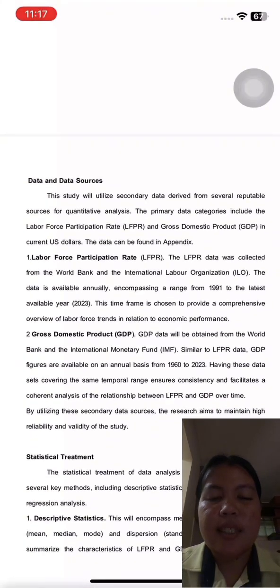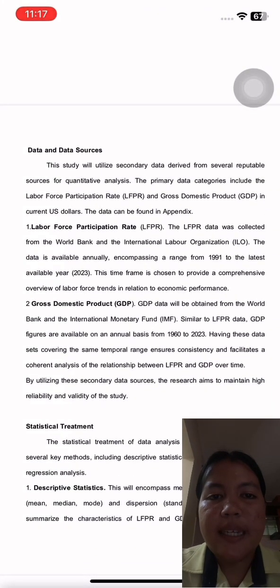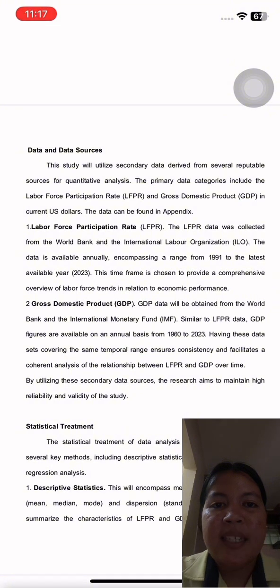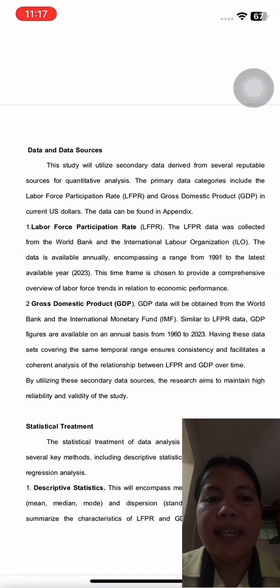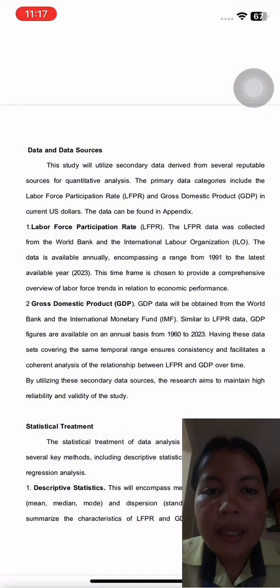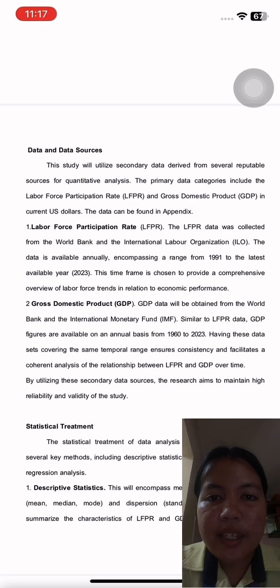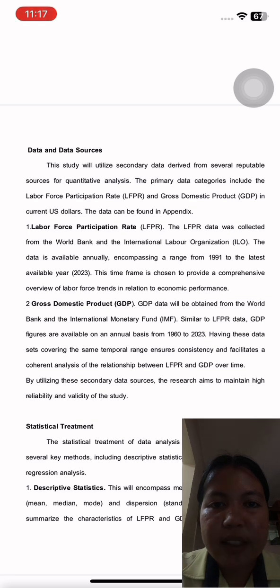So next is data and data sources. This study will utilize secondary data derived from several reliable sources for quantitative analysis. These primary data categories include the labor force participation rate (LFPR) and gross domestic product (GDP) in current US dollars. The data can be found in the appendix.